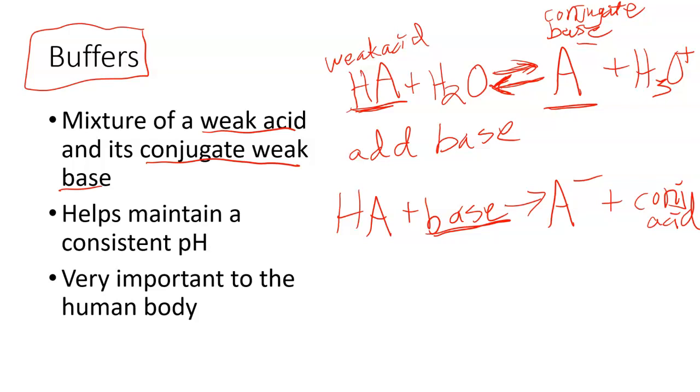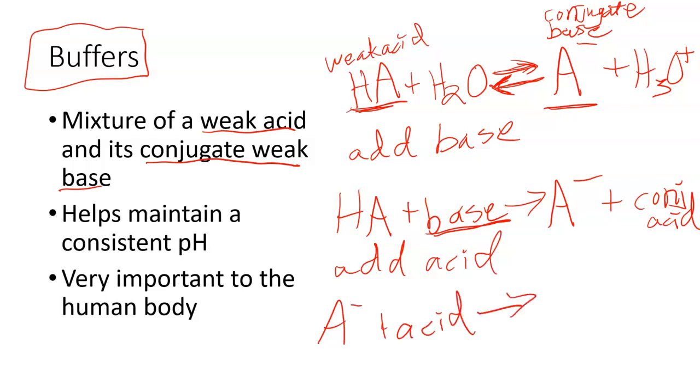If instead I add an acid, so that A-, I add an acid, it's going to convert back to the HA. So it's going to plus a conjugate base. And this also will maintain the pH, because notice we're not producing more H3O plus here. It's essentially absorbing that acid or absorbing that base, going back and forth. How much acid or how much base depends on the buffer and the pH that we're talking about.